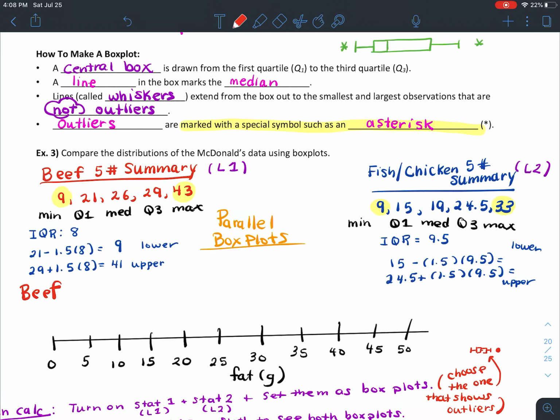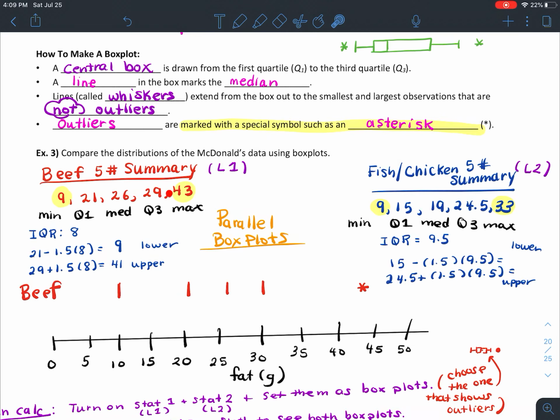Now, when you do parallel box plots, you're going to have 2 different box plots, okay? So I'm going to do the beef one. 9 gets to serve as the very left part of my whisker. What I tend to do is I go through and I make vertical bars for each of the things here, okay? So that's 26, 29. Now here's where I have to be careful. 43, I'm going to put an asterisk.